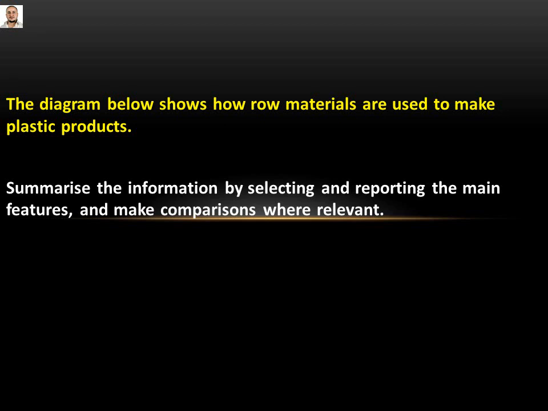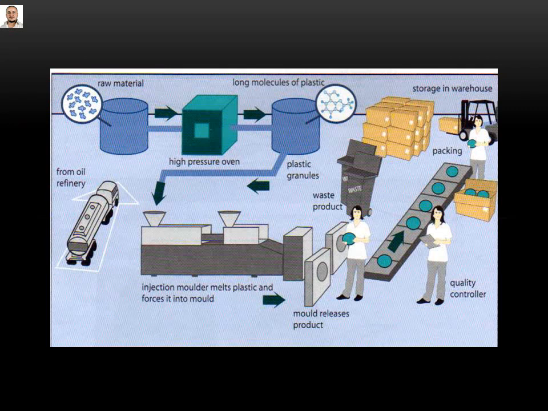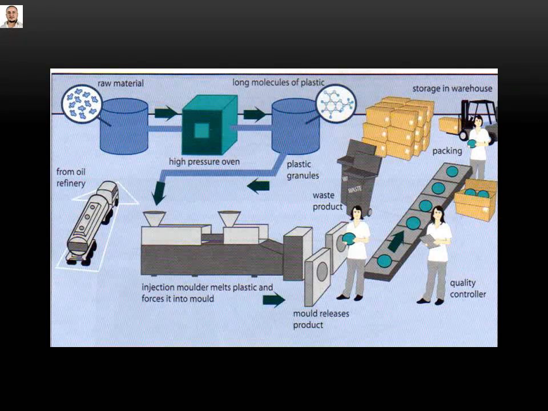Okay, let's start. The diagram below shows how raw materials are used to make plastic products. Summarize the information by selecting and reporting the main features and make comparisons where relevant. We have this picture, the raw material, long molecules of a plastic, and so on.